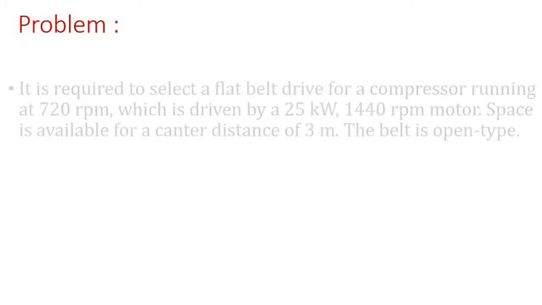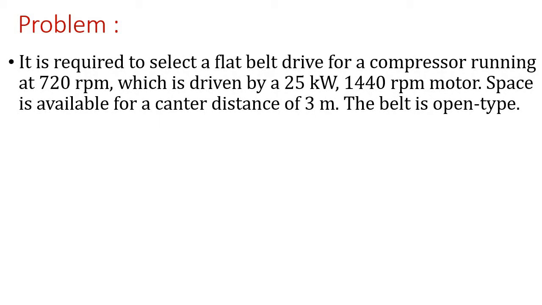Now see the problem. It is required to select a flat belt drive for a compressor running at 720 rpm, which is driven by a 25 kW, 1440 rpm motor. Space is available for a center distance of 3 meters. The belt is open type.